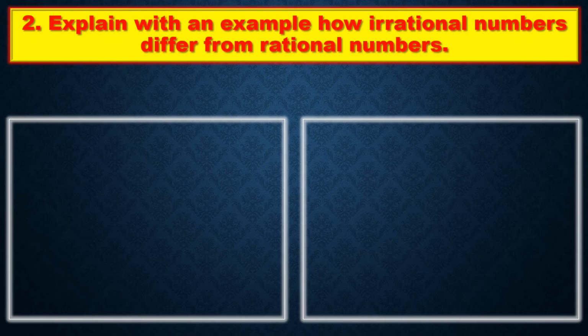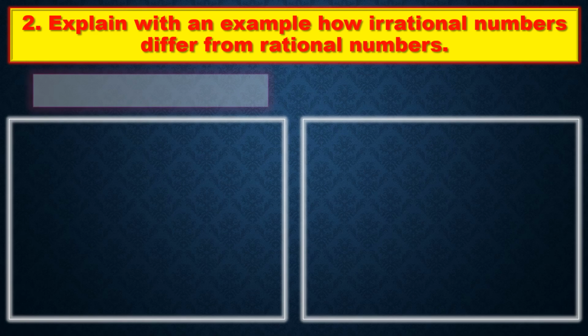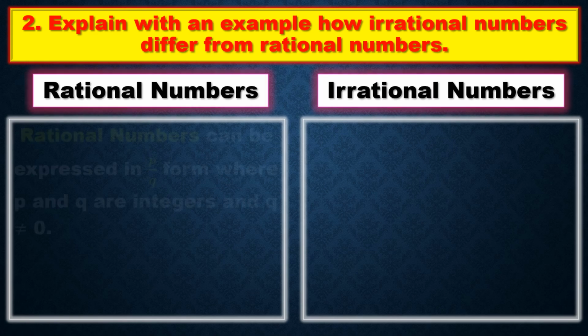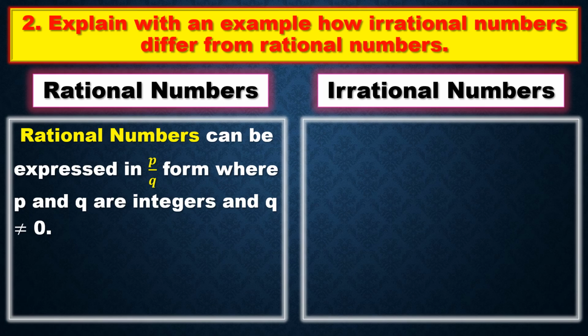Here is your next question. Explain with an example how irrational numbers differ from rational numbers. Means what is the difference between rational and irrational numbers? We should explain with an example. Okay. So these are rational numbers. These are irrational numbers. Okay. So rational numbers means they are expressed in p by q form.